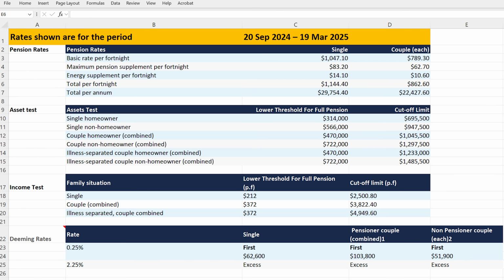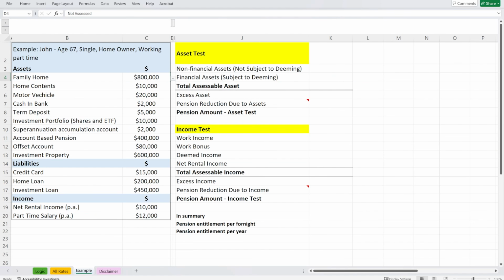The first step is to identify the rates and thresholds used in the calculation. This depends on your relationship status, whether you are single or part of a couple, and whether you are a homeowner. In the Excel templates, I've included the latest rates for all scenarios. However, to calculate for a specific situation, you only need 4 key numbers. Since John is a single homeowner, we need the full fortnightly pension rate for singles, the lower asset threshold for single homeowners, the lower income threshold for singles, and the deeming rates applicable to singles. For easy reference, I'll put these figures next to our example.